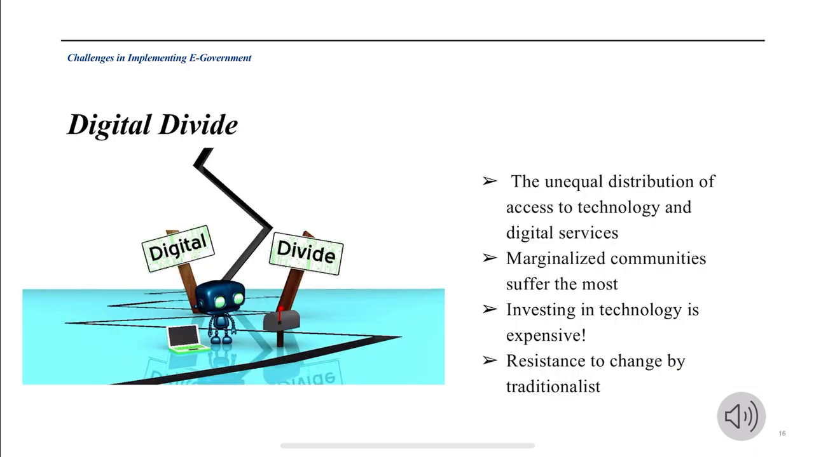While there are several challenges faced when implementing e-government initiatives, one challenge is the digital divide, which refers to the unequal distribution of access to technology and digital services. This can create disparities in access to government services and information, particularly for marginalized communities. Another challenge is the need for significant investment in technology infrastructure, which can be costly and time-consuming considering how expensive technology is. Additionally, there may be resistance to change from government officials or citizens who are used to more traditional methods of service delivery, such as pen and paper.